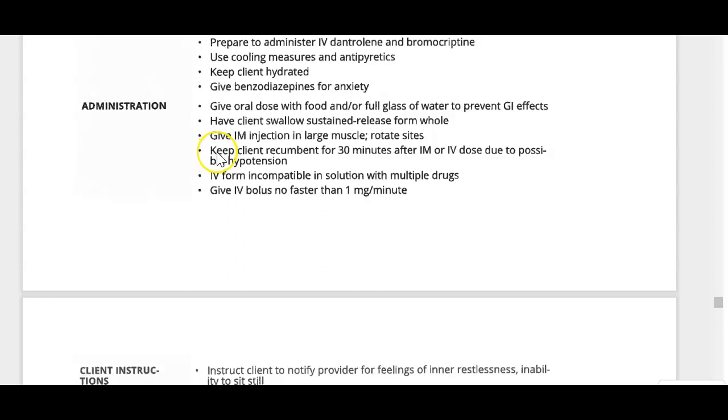Another important nursing intervention is to keep the client recumbent for 30 minutes after an IM or IV dose due to the possible hypotension. So you want to monitor these patients. Let's say you're working in the ER and you have someone come in in a psychosis, and we give them one of these medications. You monitor them afterwards.